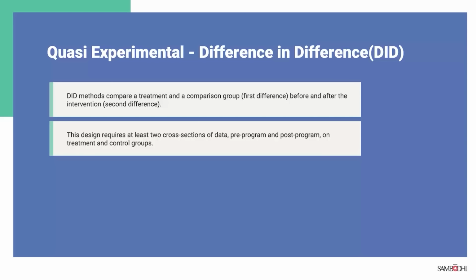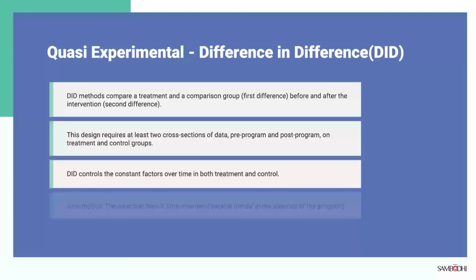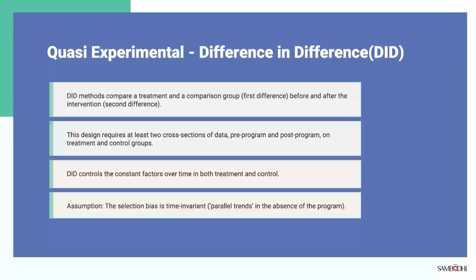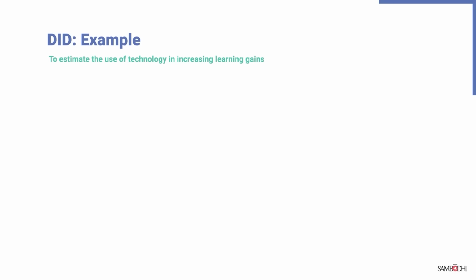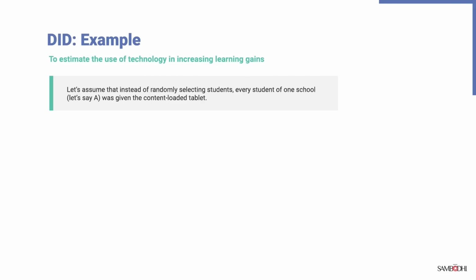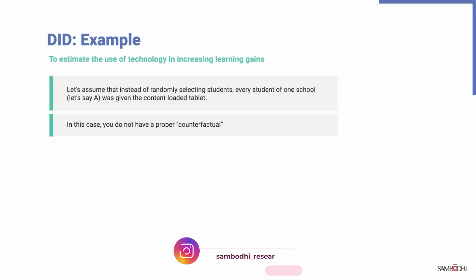To conduct the study, it requires at least 2 cross-sections of data pre-program on treatment and control groups. Finally, difference in difference cleans all time-varying factors such as selection bias from the first difference by subtracting the second difference from it. To have a clearer understanding of the concept, let's take an example of estimating the use of technology in increasing learning gains. First, let's assume that instead of randomly selecting students, every student of one school, let's say A, was given the content-loaded tablet. In this case, you do not have a proper counterfactual.